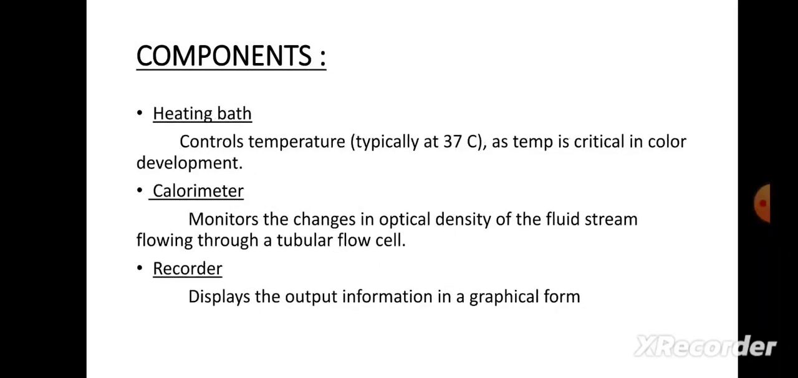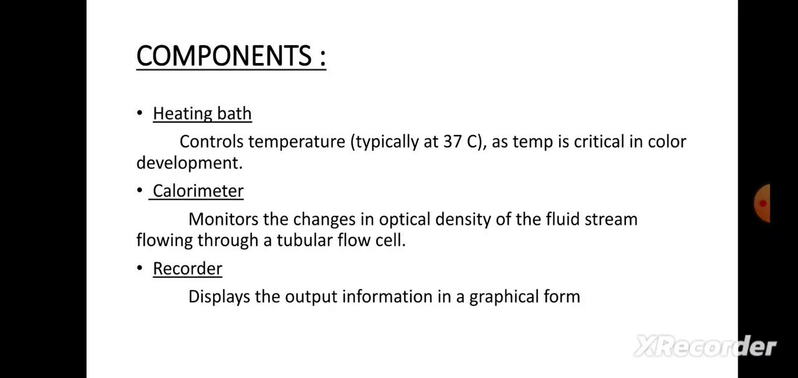And next is the heating bath. The reagent and the sample react with each other to form a color complex. The formation of the color complex requires a specified temperature for a specific time, which is provided by the heater. The heater provides incubation conditions for the formation of the color complex at a temperature of 37 degrees Celsius.